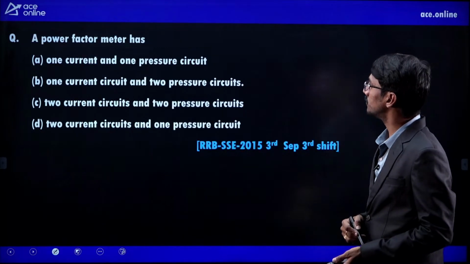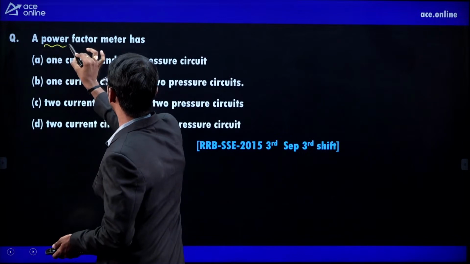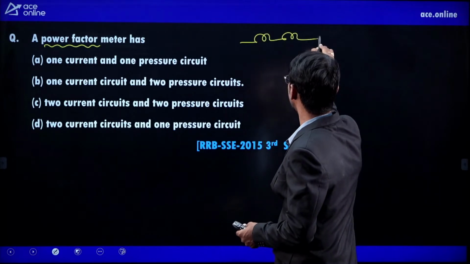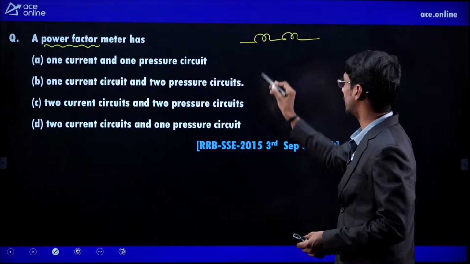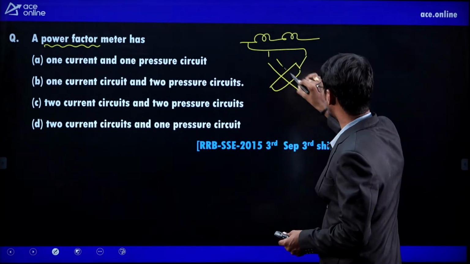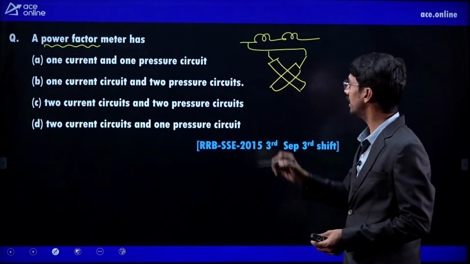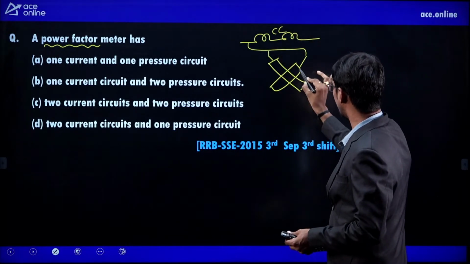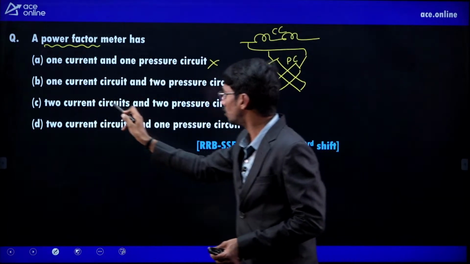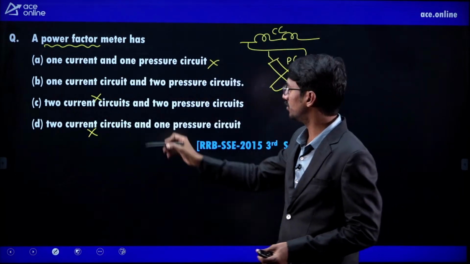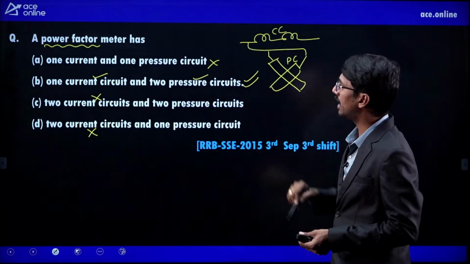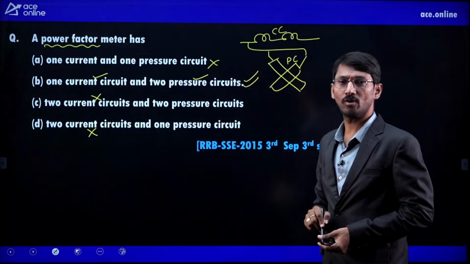Next one. Power factor meter has. So in a power factor meter, one current coil will be there, but we are going to have two potential coil circuits. Therefore, one current coil and two potential coils. Check it here. One current and one pressure, wrong. Two current circuits, wrong. Simply one current circuit, two pressure circuits. Pressure means potential coil circuits. So the answer will be one current circuit and two pressure coil circuits.